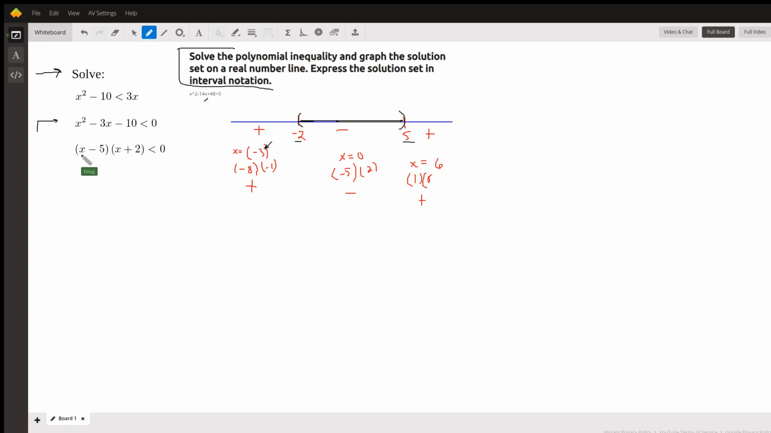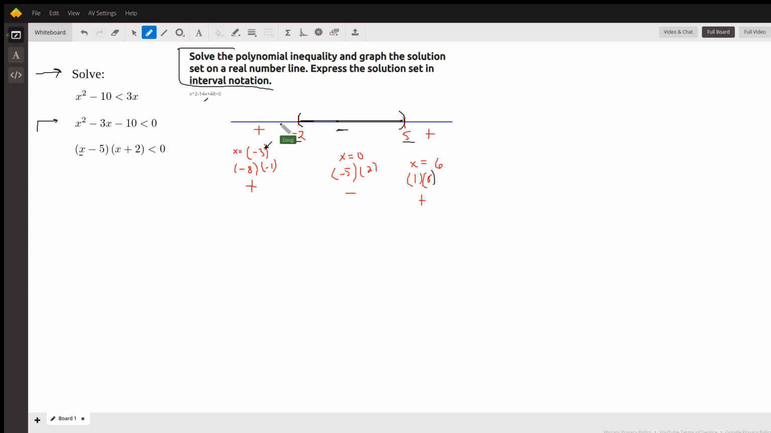So for numbers to the left of negative 2, pick a test number of negative 3. If you put negative 3 in for x, you get negative 8 times negative 1, which is positive 8, a positive number. So any number to the left of negative 2 will give you a positive number for this original expression, or in fact, you'll get a false statement. If you pick a test number between negative 2 and 5, you can pick any one. 0 is an easy one. If I pick 0 and put it in for this x, I get negative 5 times positive 2 is negative 10. All I care about is the sign, negative. And to the right of 5, pick a test number of 6. I get 1 times 8 is positive.